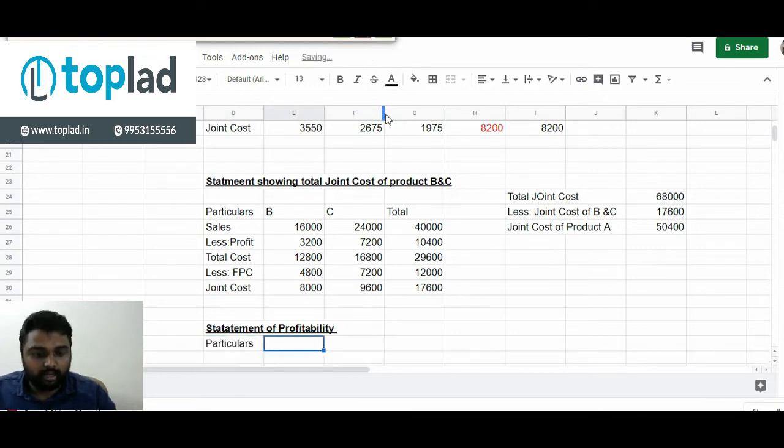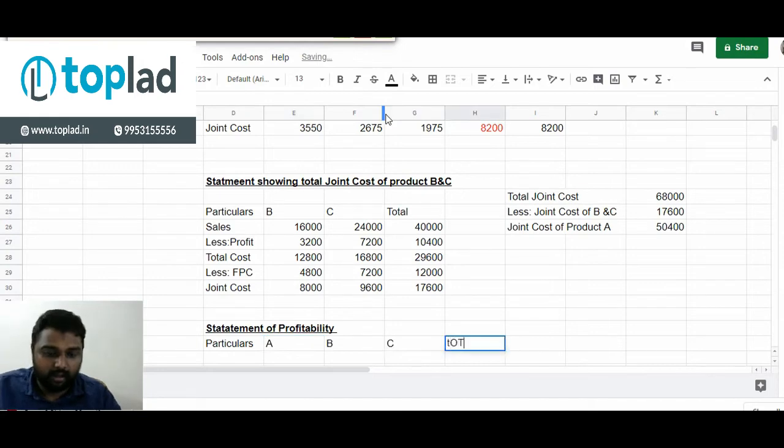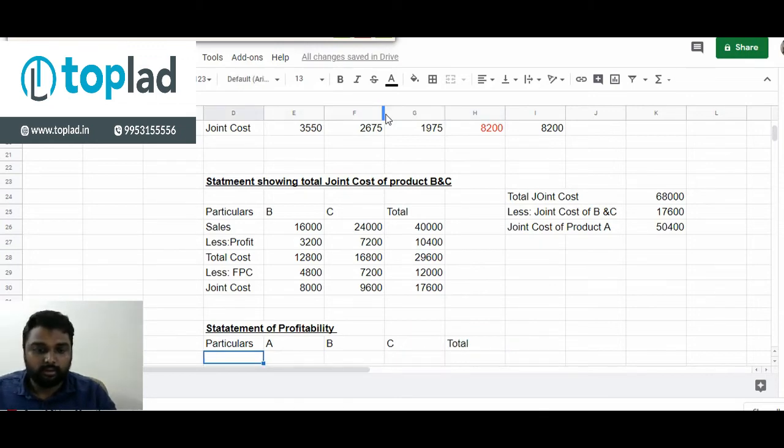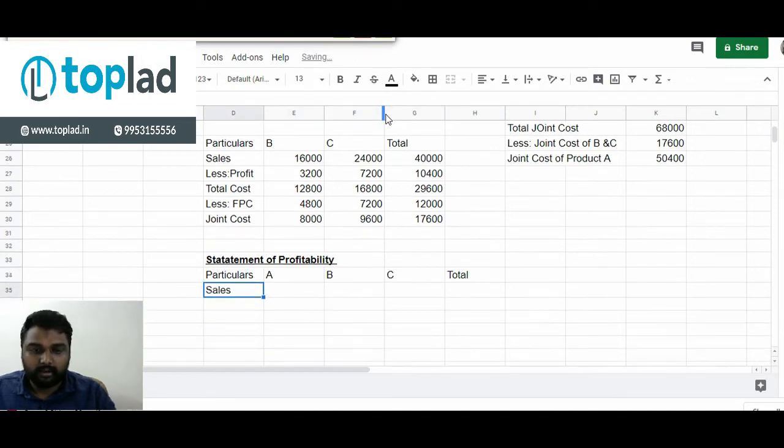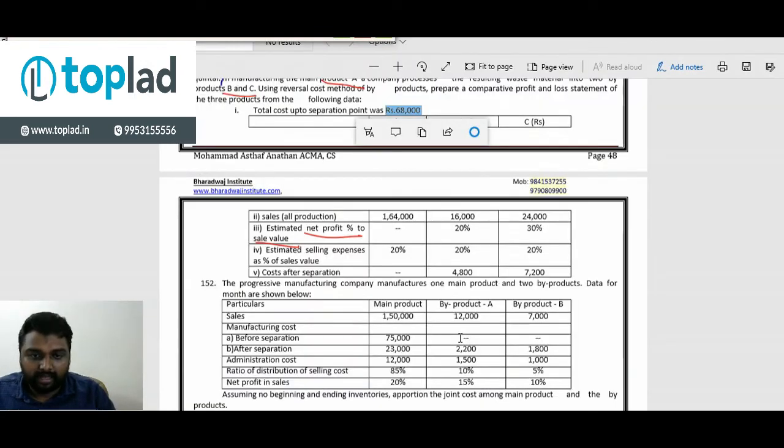We have three products A, B, C. Then we will have one column for total. Are you ready? So how to approach? First, sales. B sales, already we know. What is the A sales?